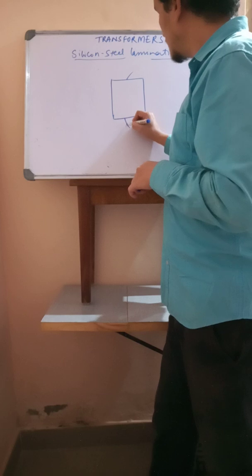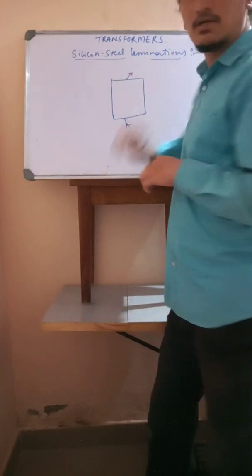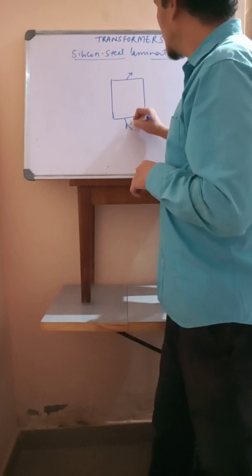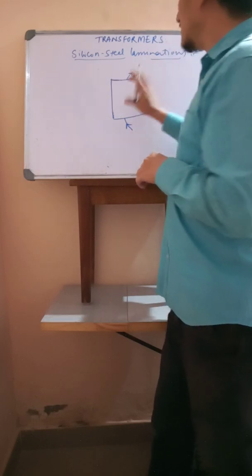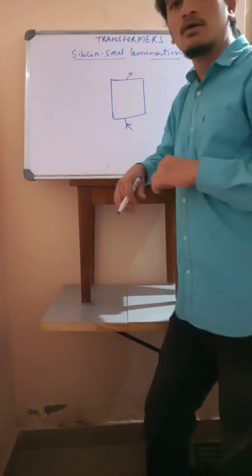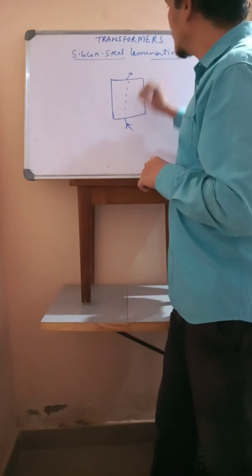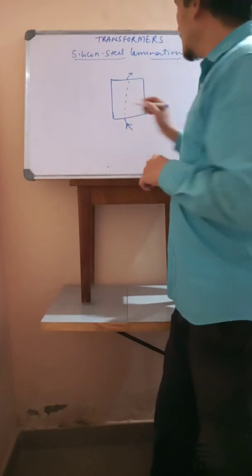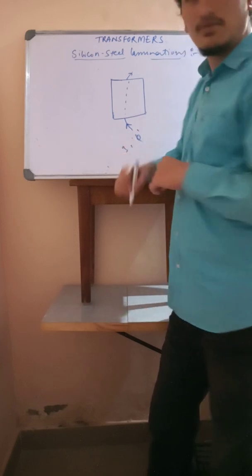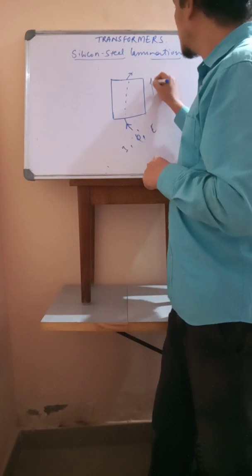If you apply voltage here, the current will pass through it. In general, any magnetic core material, if you apply voltage here, the current will pass through it. Due to the current passing through it, what will happen? Due to the alternating current, alternating flux will be produced. The same alternating flux will produce an EMF across it.